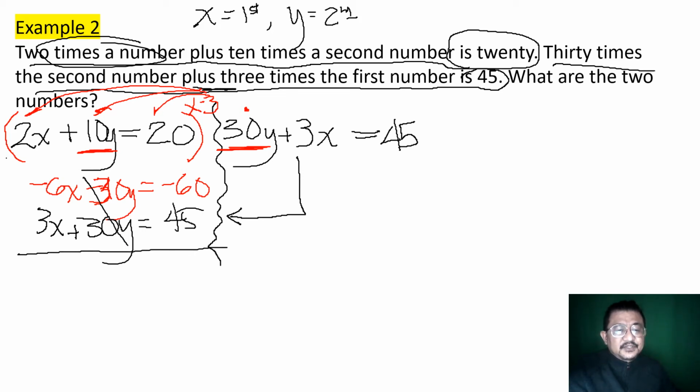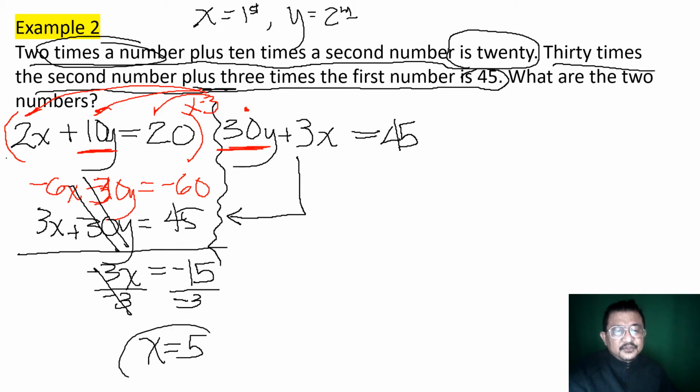Okay. Obviously, I could cancel the negative and a positive. So that becomes a negative 3x is equal to negative 15. All right. Divide by negative 3. Divide by negative 3. Cancels out. x is equal to 5. So the value of the first number is 5.